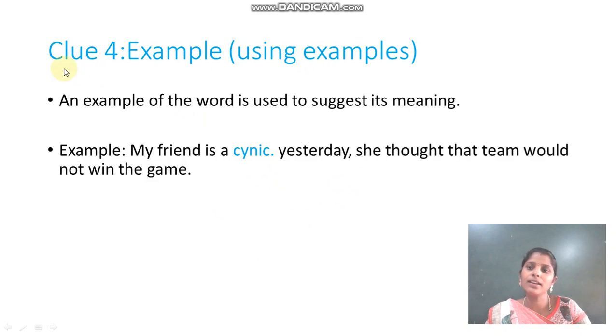Moving towards clue number four, that is example. An example of the word is used to suggest its meaning. For example, my friend is a cynic. Yesterday, she thought that the team would not win the game. Cynic is nothing but negativity. She is thinking they won't win the game.